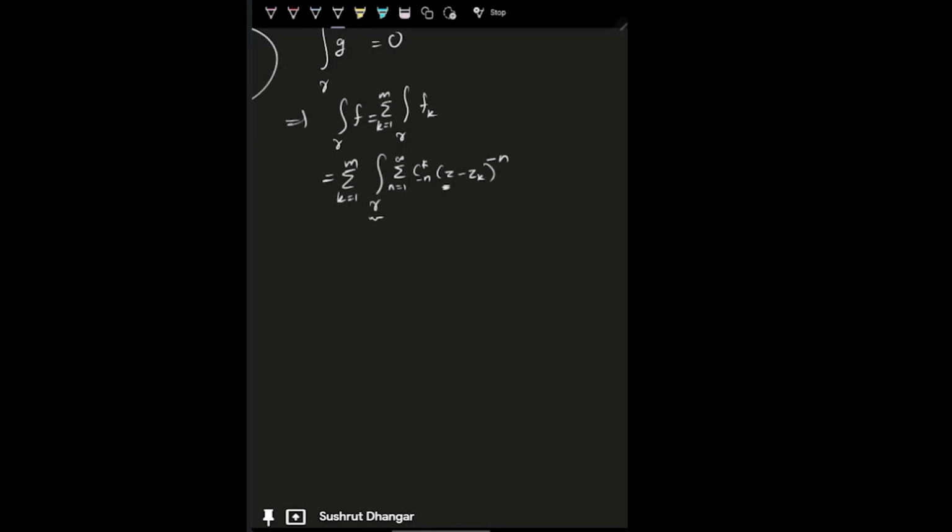So because of compactness, we have uniform convergence of the series, and hence we can take the summation outside. So we have the sum over k equals 1 to m, the sum over n equals 1 to infinity, of the integral over gamma of c_{-n}^{(k)} (z - z_k) to the power minus n. And this is constant, so I can write it outside, right?